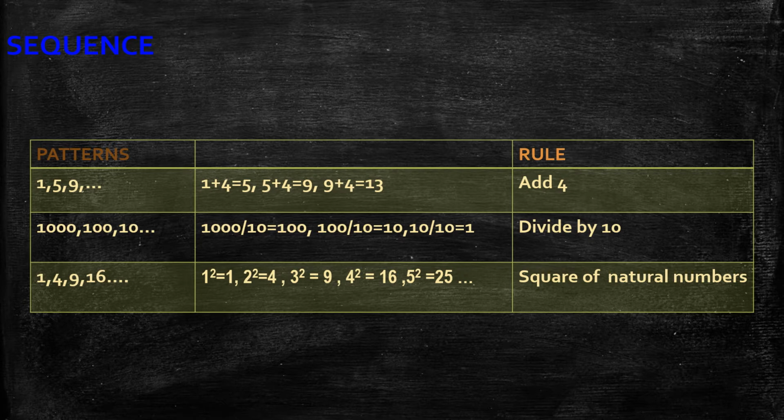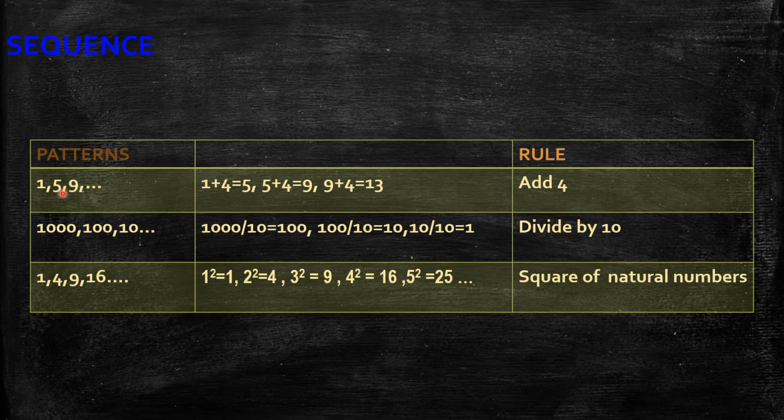Children, in aptitude tests, you would have come across questions where you have to find out the next term. In such cases, what do you do? You find out the rule followed in the given set of numbers. Apply the rule to find out the next set of numbers, isn't it? Now look at the examples given, children.